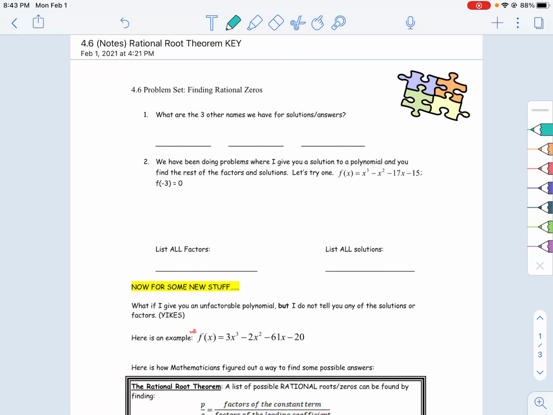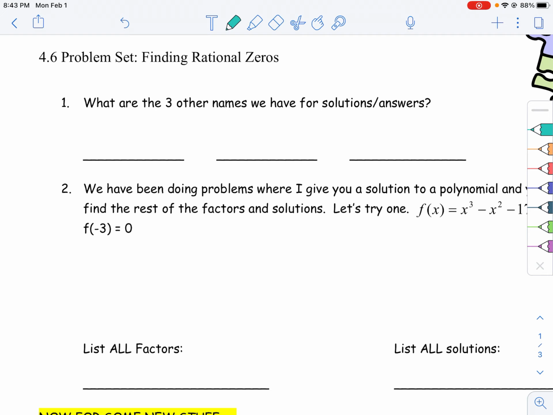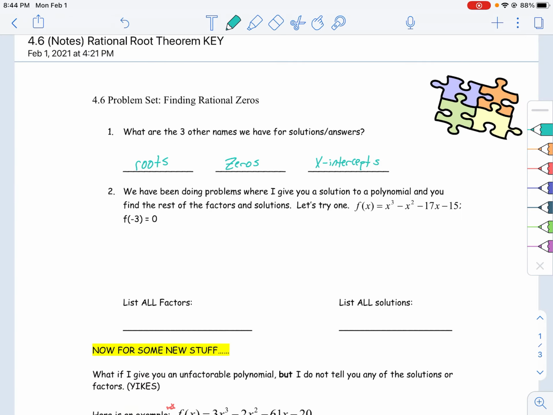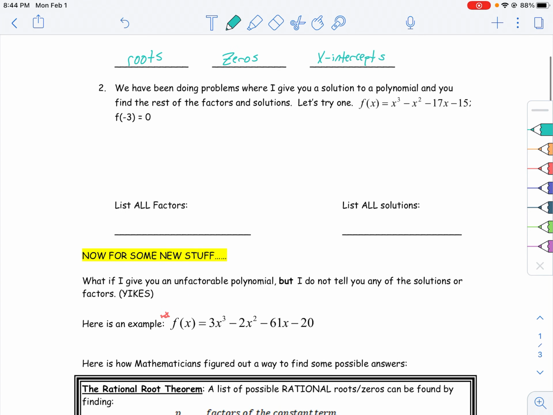Alright guys, so today we're looking at the 4.6 notes, which are finding all rational zeros, being the ones that are not imaginary. So what are three other names that we have for solutions or answers? Well, these are important. They come back over and over and over again. We call them roots, we call them zeros, and we call them x-intercepts. Those are the three different names we have for the solution to any type of polynomial equation.